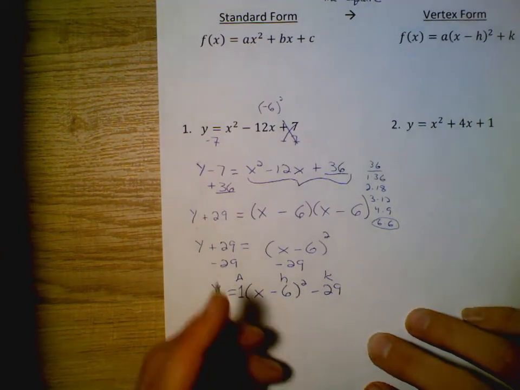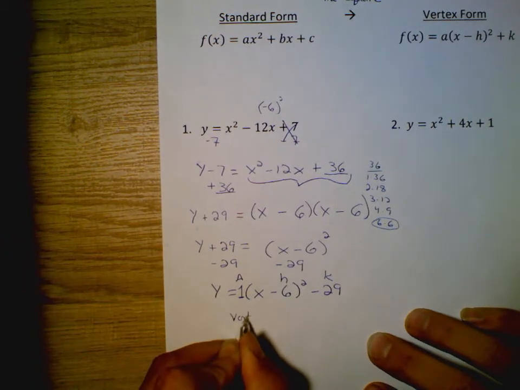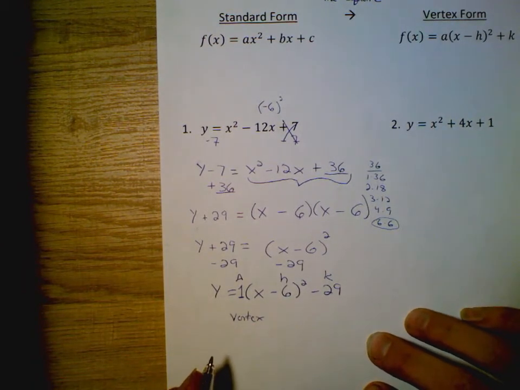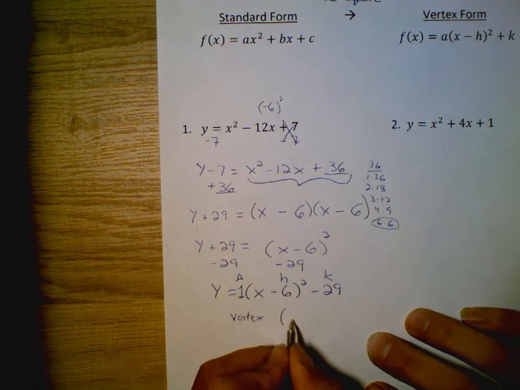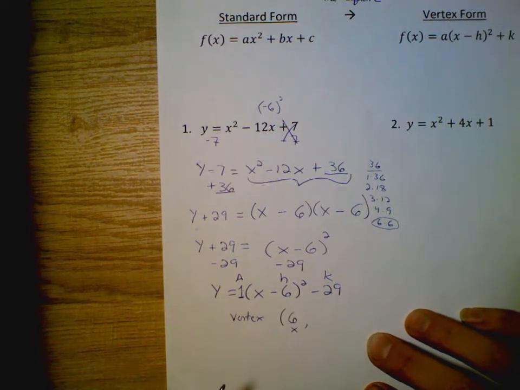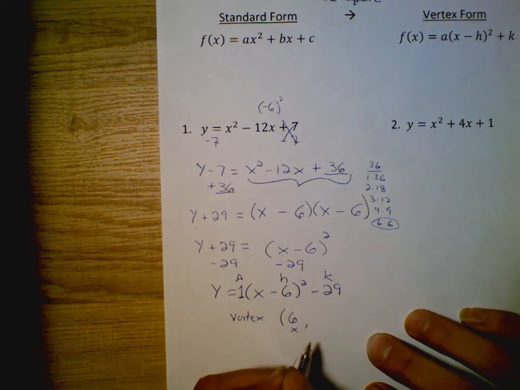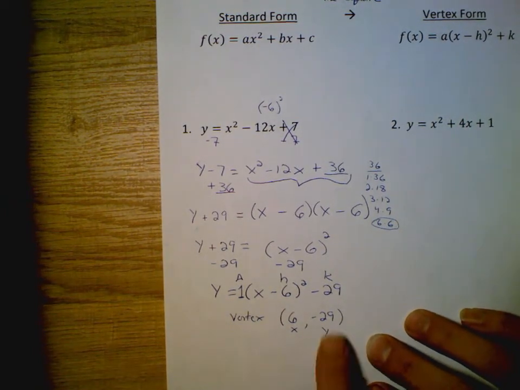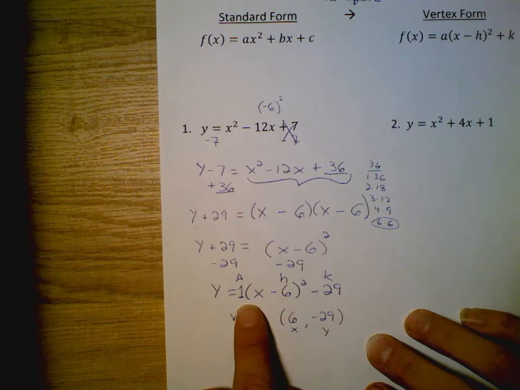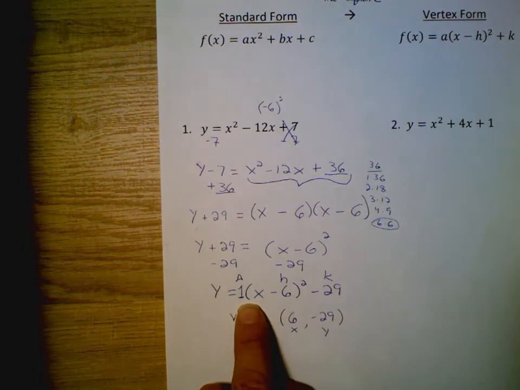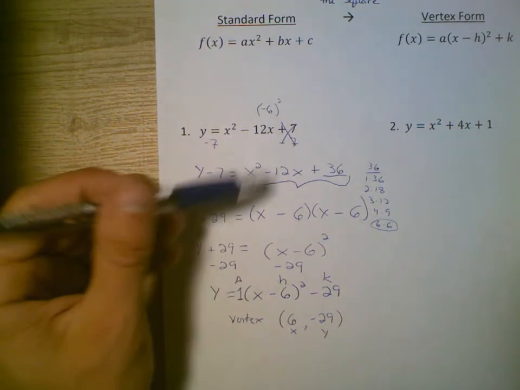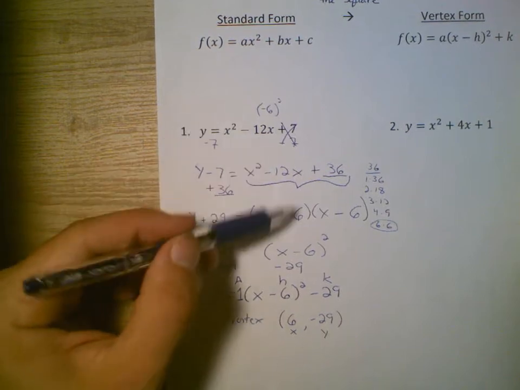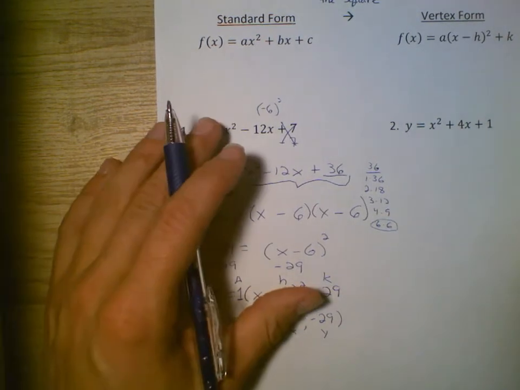And if I was asked to find the vertex, so if someone said, well, what is the vertex of this equation? Well, negative 6 takes me right 6, so it's going to have an x coordinate of 6. And then it's shifted down 29, so the y coordinate would be negative 29. That would be the vertex for this equation. Okay, so once again, we can just convert standard form to vertex form by completing the square. Let's look at one more example of doing this.